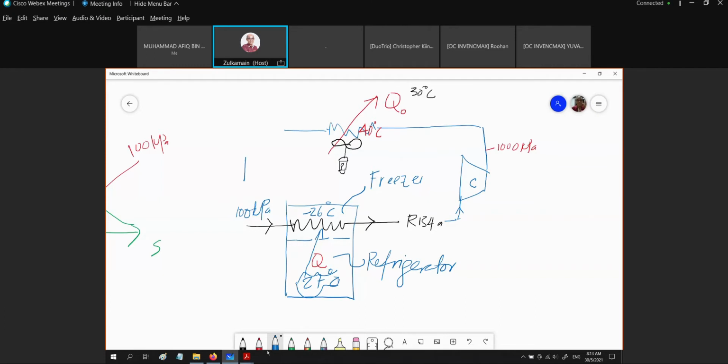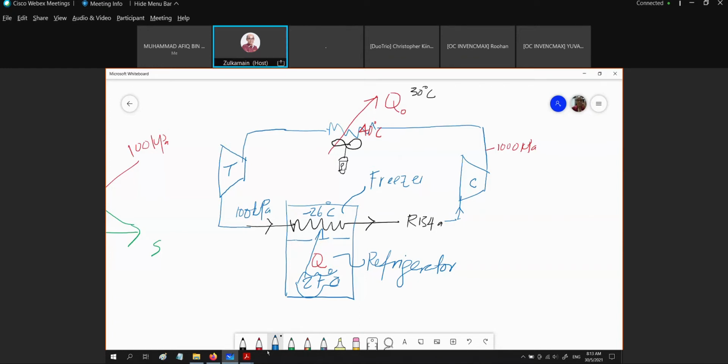How do I sketch the expansion process? Okay, this is the device for expansion. It can be used as a turbine. A turbine is one of the expansion devices. So we flow in and the flow out is at 100 kPa again. So this is what we call the refrigeration cycle.